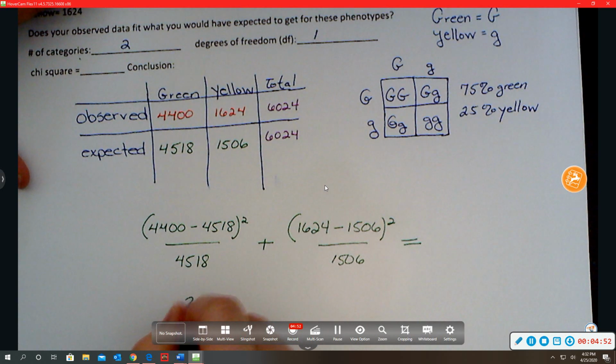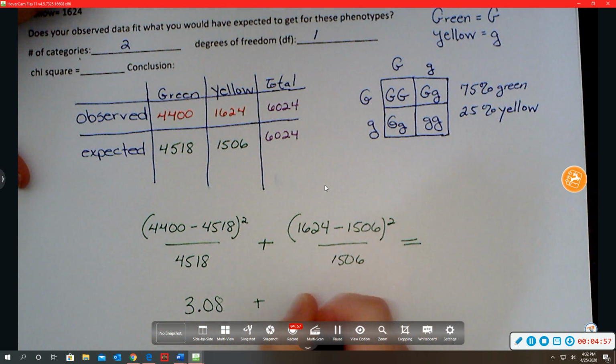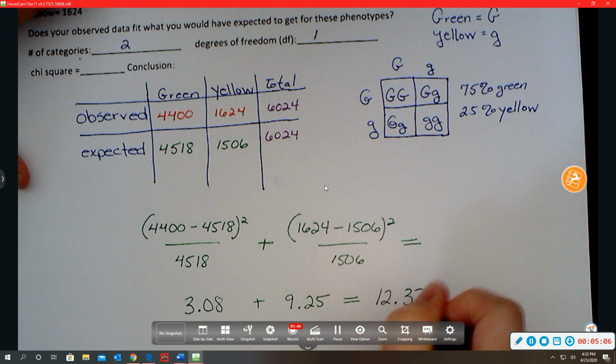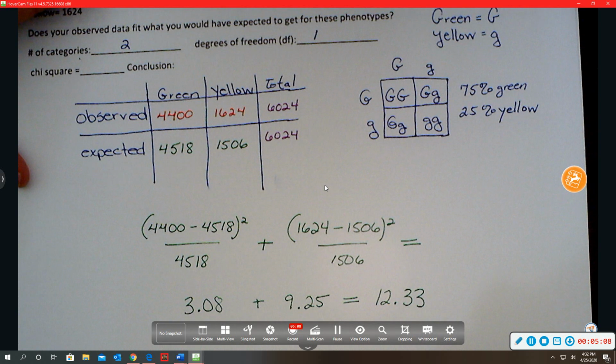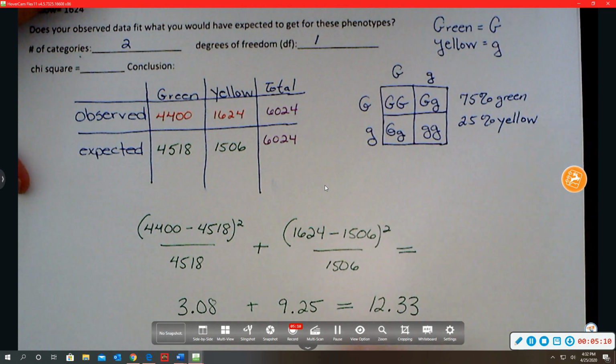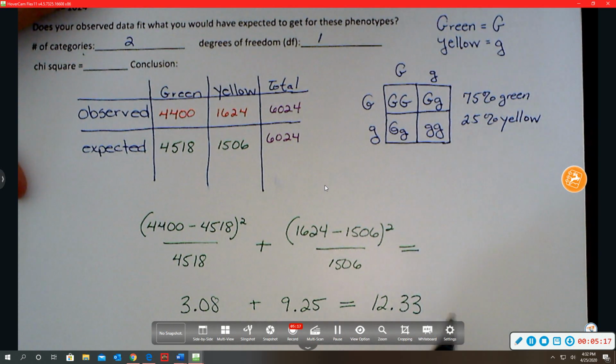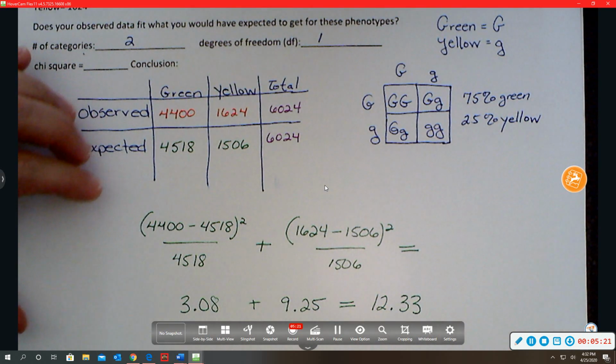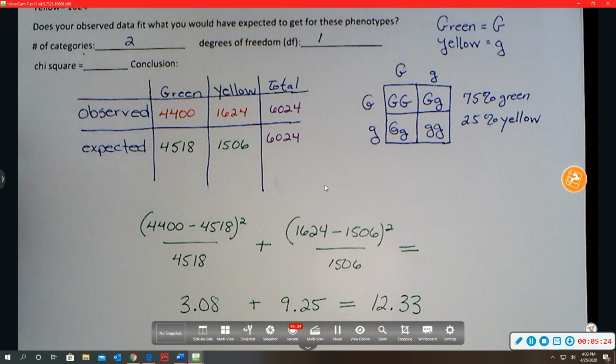All right, then you can do the math on that. So for this, I will get 3.08. For this one, I'll get 9.25. And that will make my chi-square value 12.33. I did my math ahead of time to try to make the video a little bit faster for you. If you find an error in my math, please let me know as soon as possible so I can get that information out there to everybody. All right, so my chi-square value is 12.33.